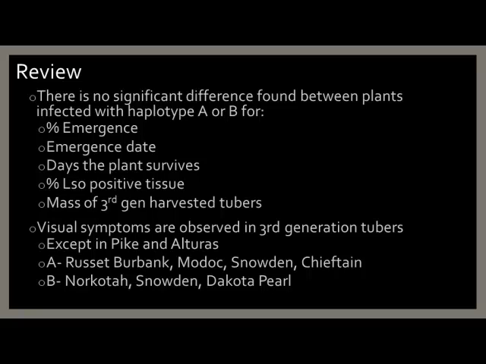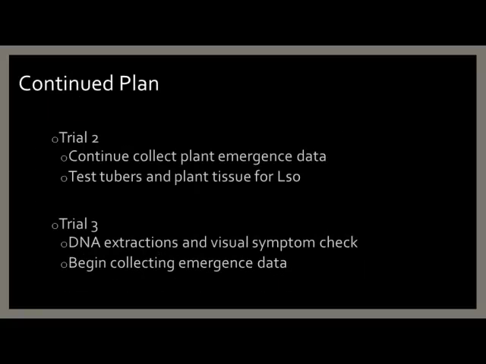And when we test them, Russet Burbank, Modoc, Snowden, and Chieftain test positive for LSO-A, and Norcota, Snowden, and Dakota Pearl do for B. I should also point out that Chieftain and Dakota Pearl are only shown in 1 haplotype, but we only had emergence in those for 1 haplotype, so they could turn up to be in both. Like I said, we're only in the first of the 3 trials.